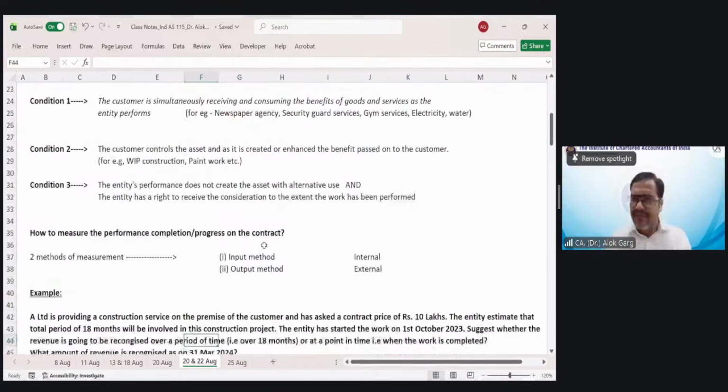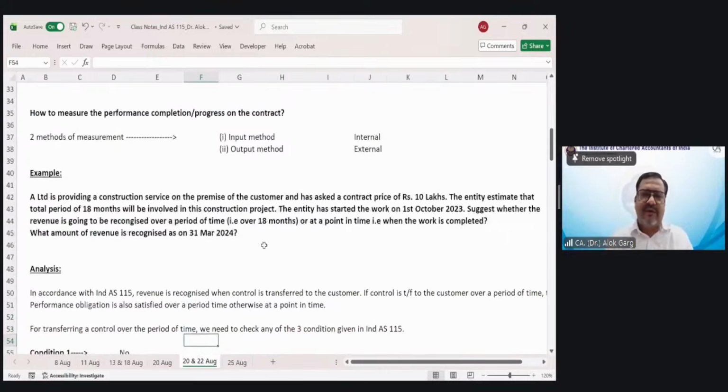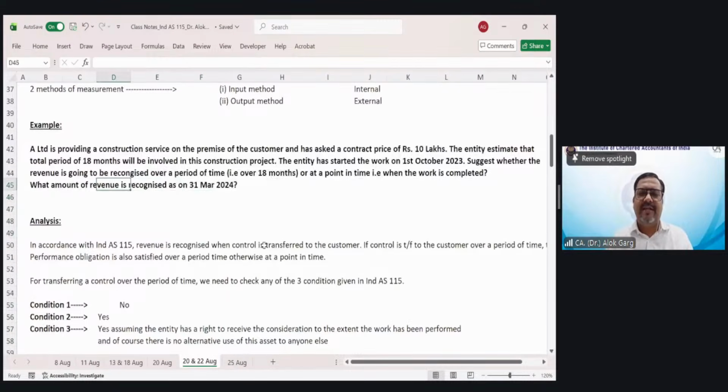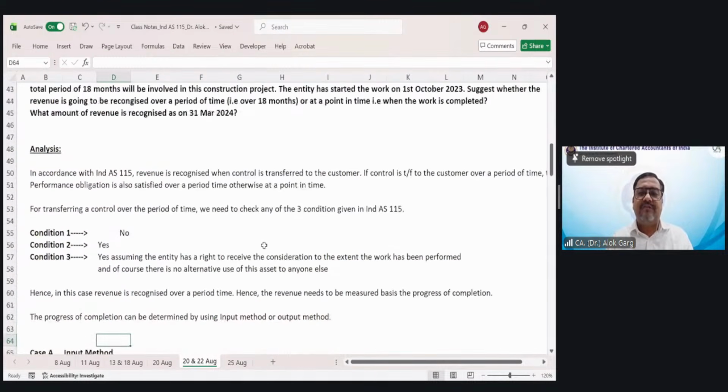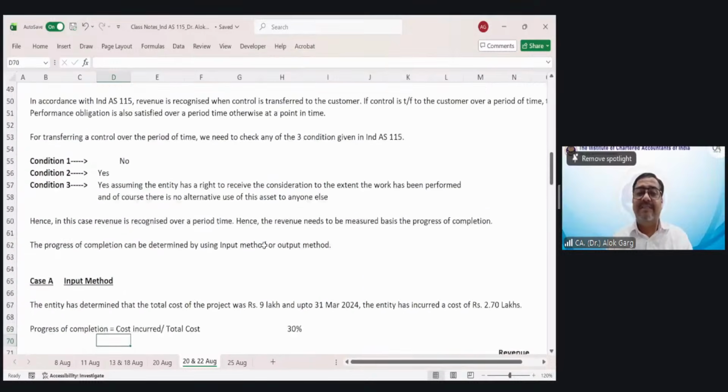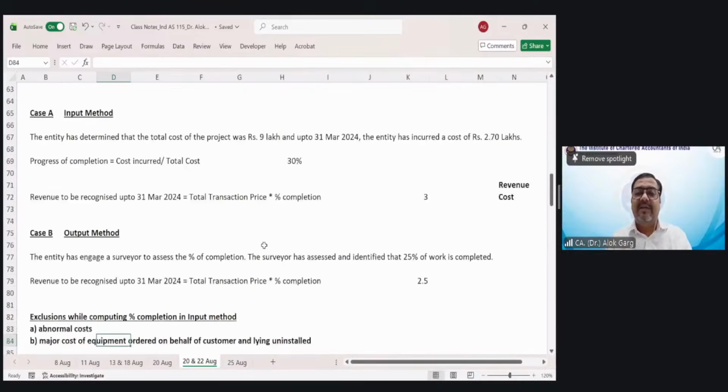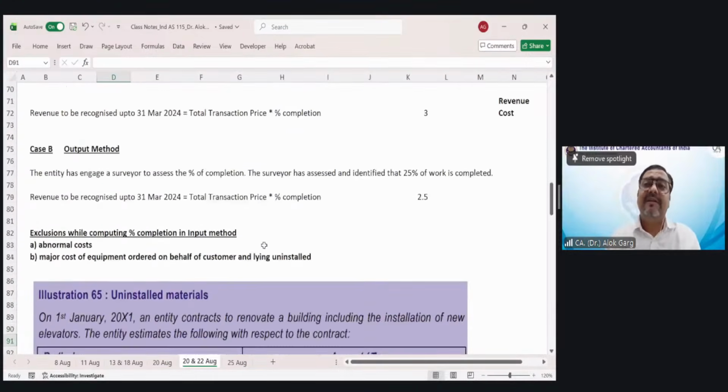My dear friends, have you understood up to this level? We discussed one example from my Excel file, and we also discussed one example from ICAI study material. Okay, input method, output method. One thing I have told you, you need to exclude something. Sai Kiran is asking, sir, can we take the internal method as the percentage completion method used in construction contract as per ICDS? Yes, Sai Kiran. That is typically the same method.